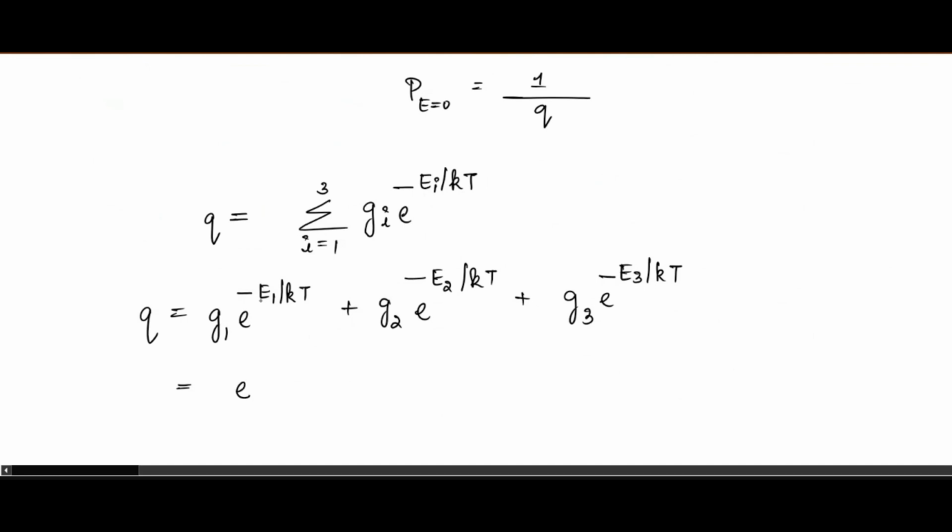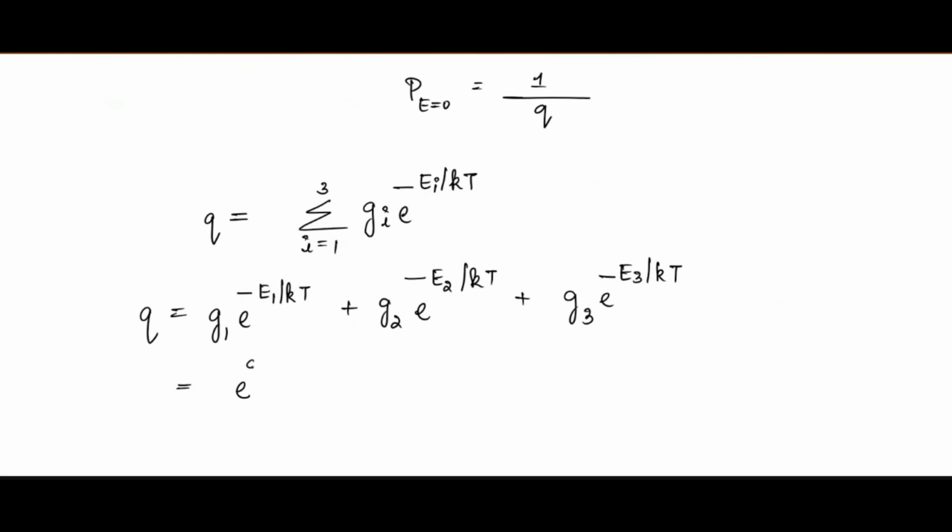First level energy is minus epsilon, so that is e to the power epsilon by KT. Second level energy is 0. So any number raised to 0 is 1. Plus this is e to the power plus epsilon, minus epsilon by KT.